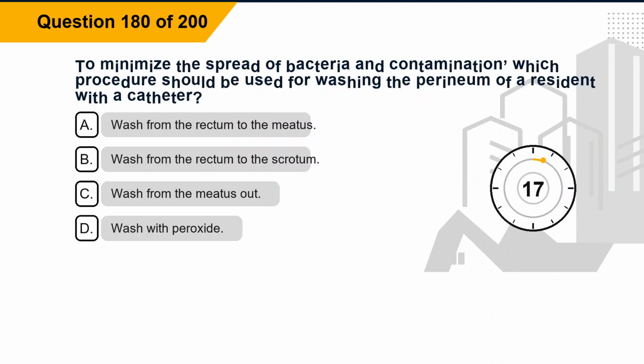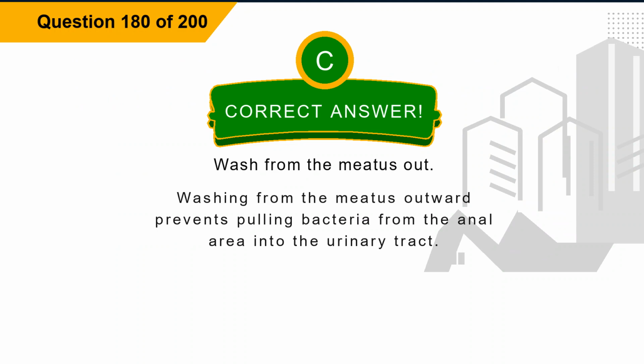Question 180. To minimize the spread of bacteria and contamination, which procedure should be used for washing the perineum of a resident with a catheter? Option A. Wash from the rectum to the meatus. Option B. Wash from the rectum to the scrotum. Option C. Wash from the meatus out. Option D. Wash with peroxide. The correct answer is option C. Wash from the meatus out. Explanation. Washing from the meatus outward prevents pulling bacteria from the anal area into the urinary tract.